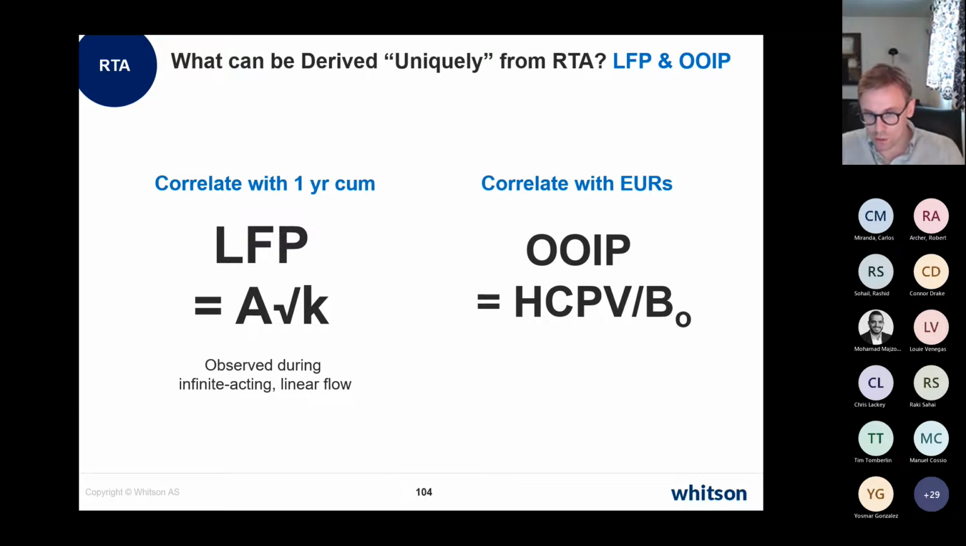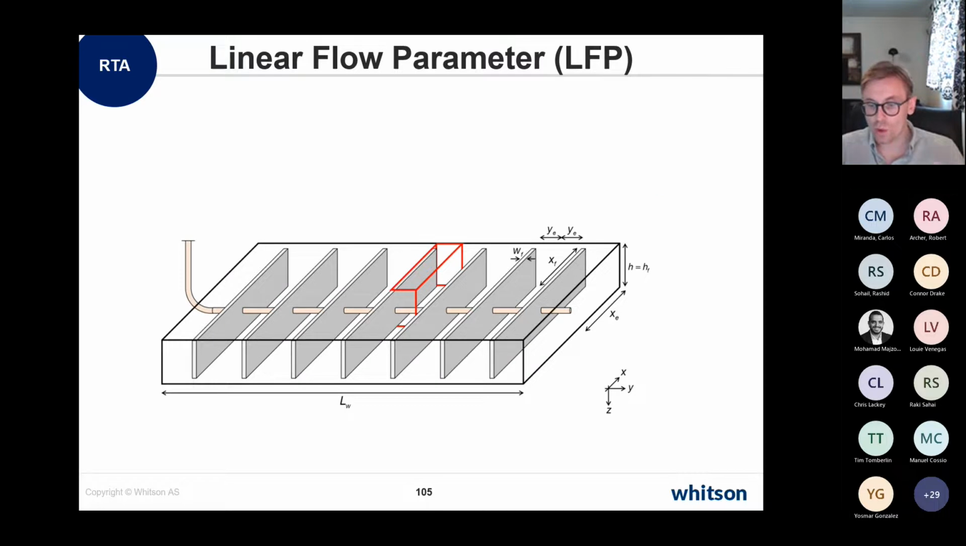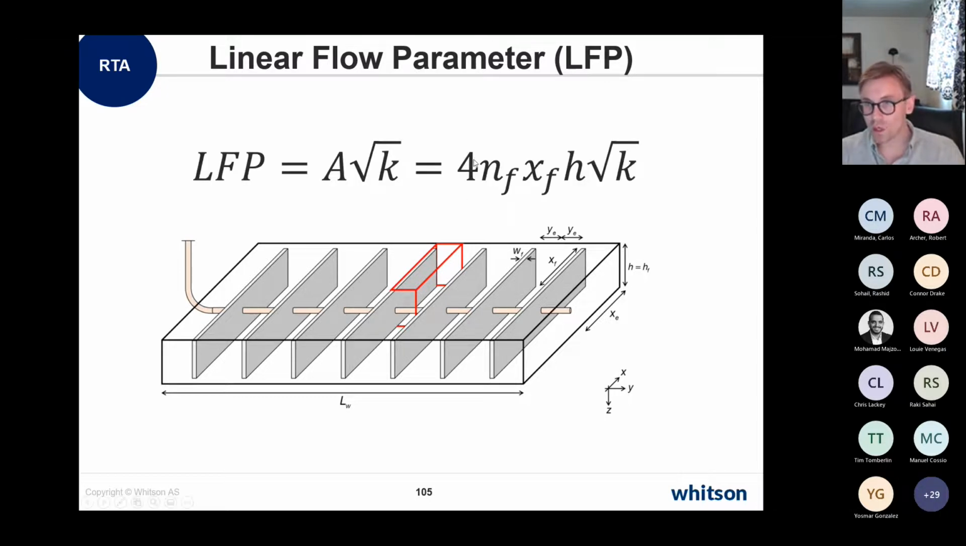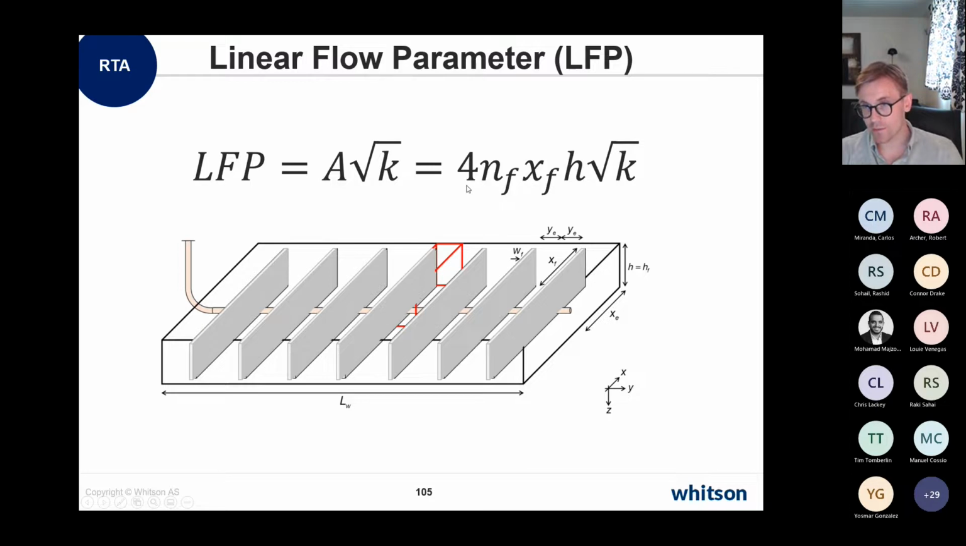Again, LFP can only be observed during infinite acting linear flow, and then this can also be observed during boundary dominated flow. So when it comes to the LFP, what is the total area that we're talking about? What are the terms that make up our LFP parameter or our average K? Well, it's 4 times the number of fractures times the half length times H times square root of K. So it's basically all of these terms that I'm plotting on the screen. The area of that. So we see that this term is the square root of K. These terms right here, that's the area.